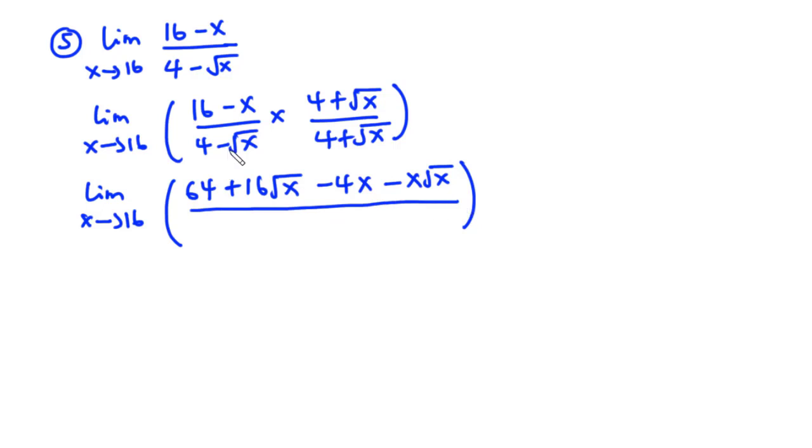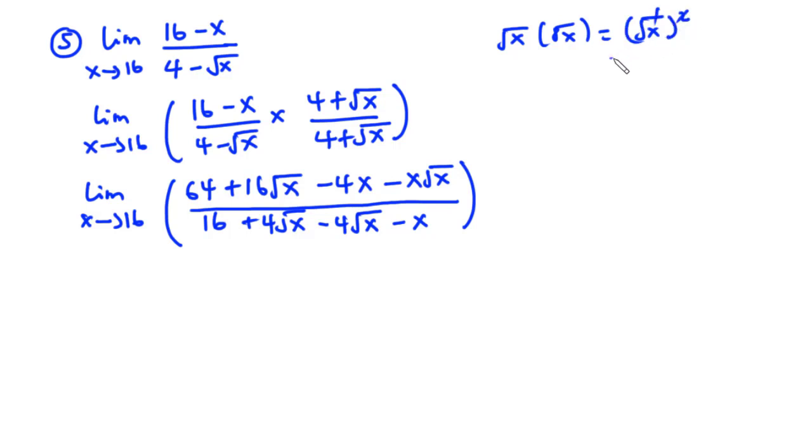Divided by, we have 4 times 4 is 16. 4 times root x is 4 root x. Negative root x times 4 is negative 4 root x. And then negative root x times root x is negative x. Because root x times root x is equal to root x squared. The square cancels the square root, so we have x. Now because this is negative root x, we have negative x.